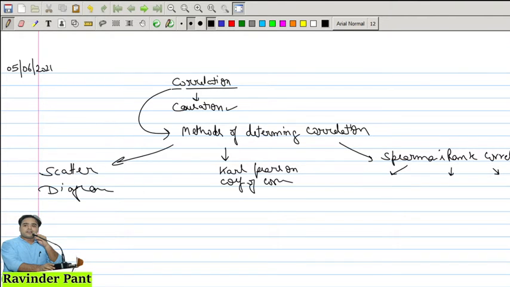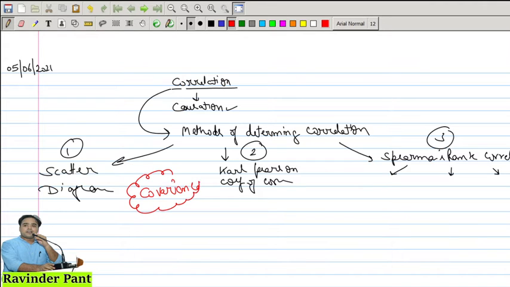In between these two methods, we studied another concept by the name of covariance, which laid foundation for this Karl Pearson coefficient. So we'll do some practice starting from the covariance section, as we have already practiced questions on scatter diagram.